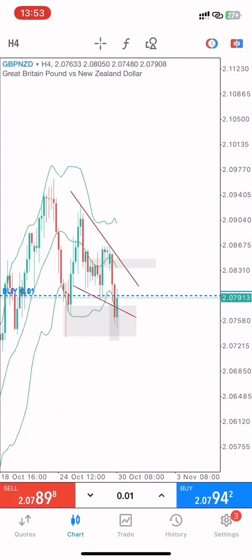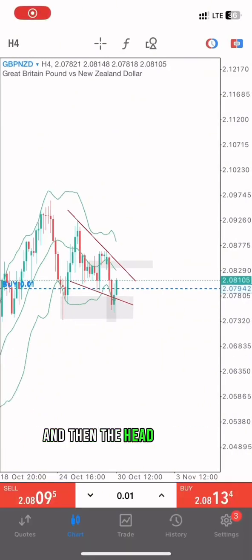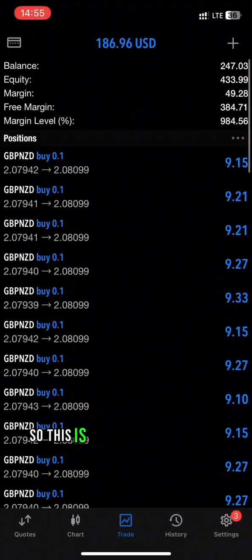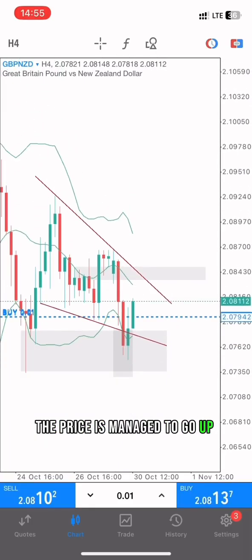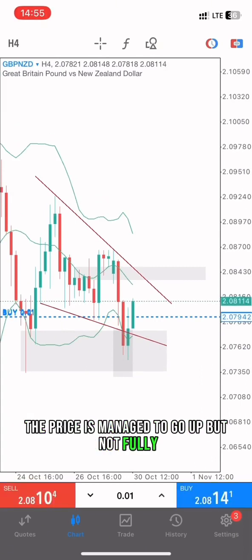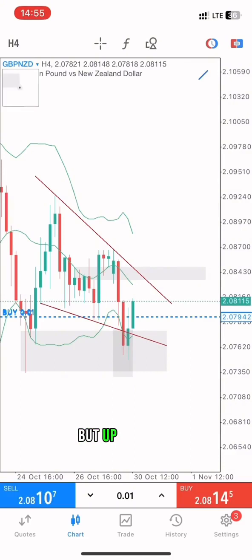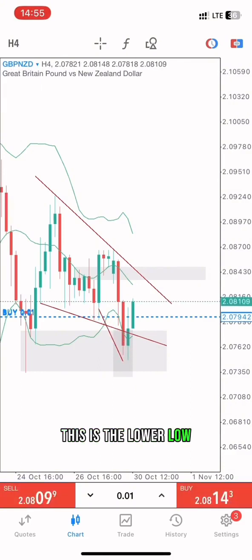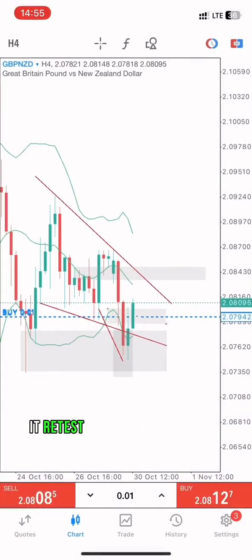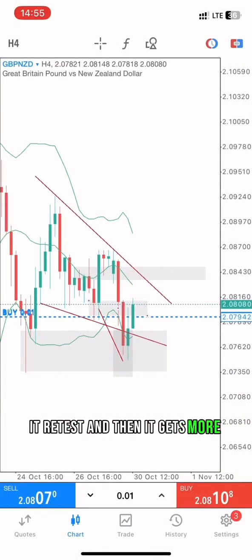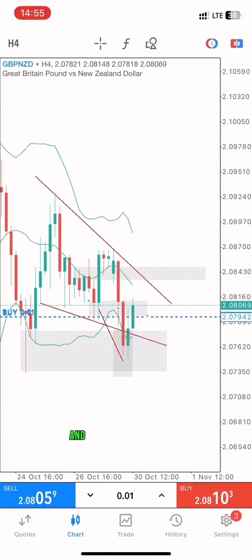So right there, that's a left shoulder, and then the head is upside. So this is after some time again. The price has managed to go up, but not fully, but up in the H4. This is the lower low. It has retested, as I've said. It retests and then it gets more bullish power to go up, and then it went up.